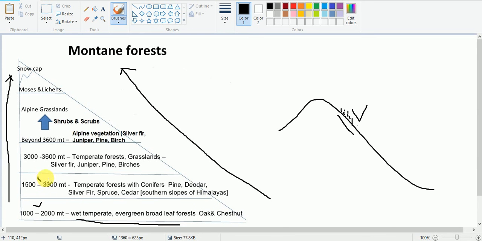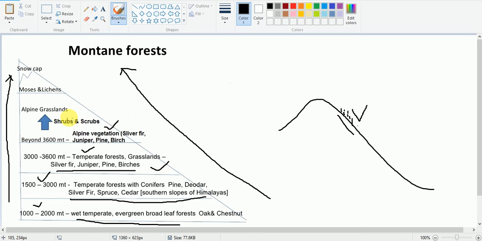Next we have these temperate forests with conifers like pine, deodar, then silver fir, spruce, cedar. Okay, between 1,500 to 3,000 meters above the sea level, and above it, between 3,000 to 3,600 meters above the sea level, we find temperate forests and grasslands. And the important trees here are silver fir, juniper, pine, birches. Then beyond 3,600 meters, we have alpine vegetation consisting of silver fir, juniper, pine, birch.